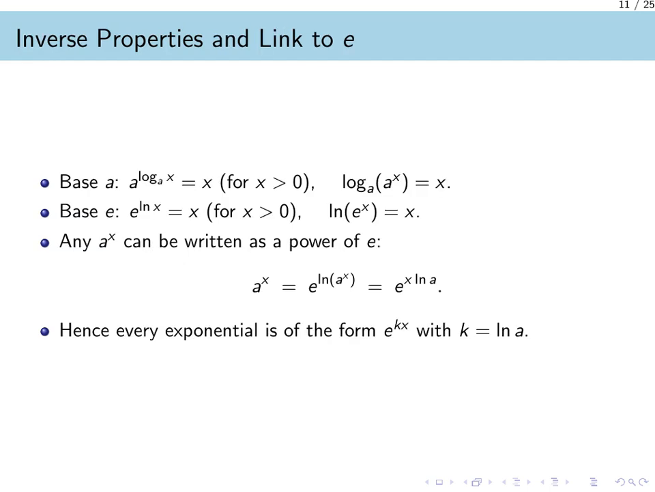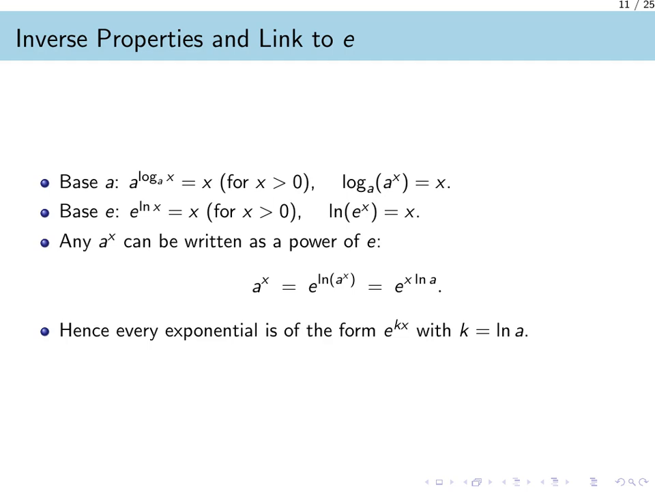Here I will explain the fundamental inverse relationship between exponential and logarithmic functions, which allows us to rewrite any exponential in terms of the natural base e. Because these functions are inverses, applying one after the other with the same base simply returns your original input. For example, the natural log of e to the power of x is just x, and e to the power of the natural log of x is also x, for any positive x. We can use this property to express any function a to the power of x as a power of e.